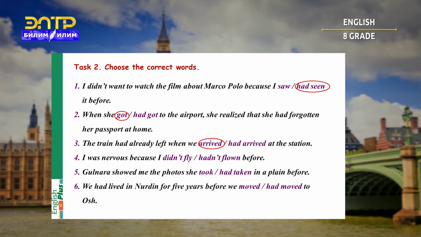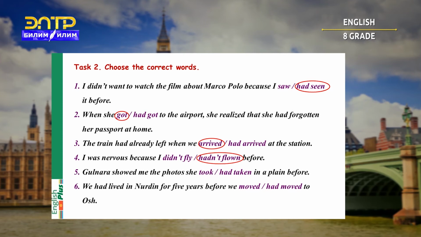Sentence number 4. I was nervous because I hadn't flown before. So, I hadn't flown before is the first action. That is why I was nervous. So we should use past perfect.